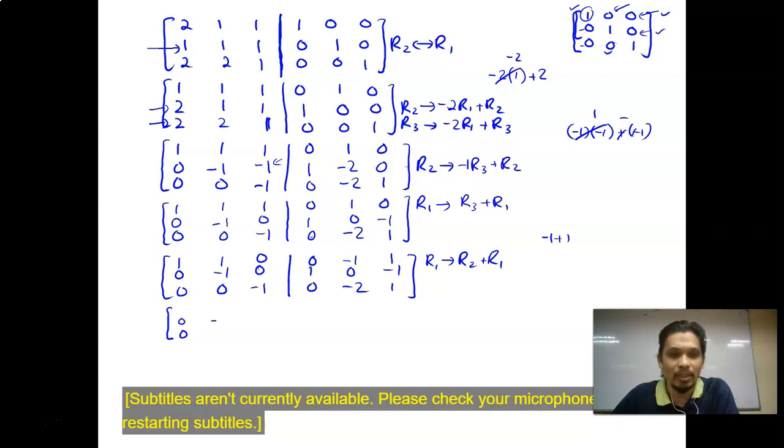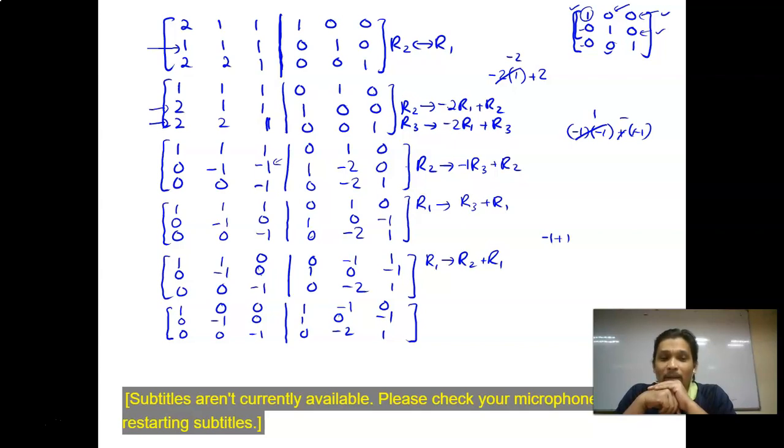0, 0, negative 1, 0, 0, negative 1, 1, 0, 0, negative 2, negative 1, 1. Okay, R2 plus R1. R1, R2 here, negative 1. Negative 1 plus 1, 0. 0 plus 0, 0. 0 plus 1, 1. Okay, 1 plus 0, 1. 0 plus negative 1, negative 1. Negative 1 plus 1, 0.